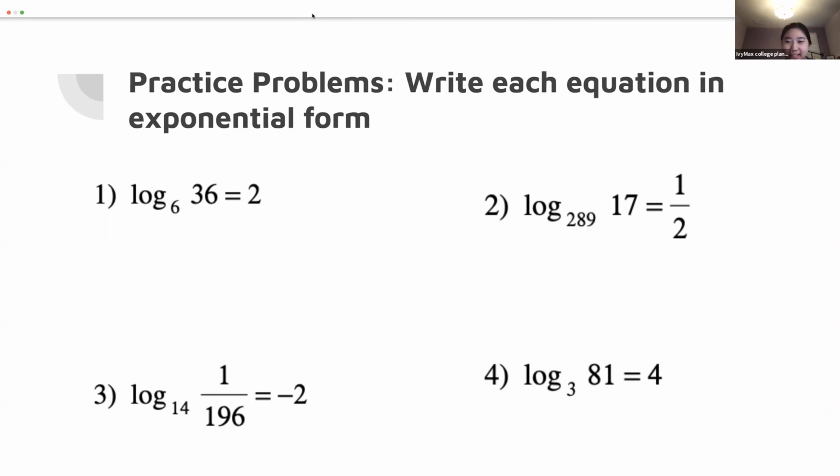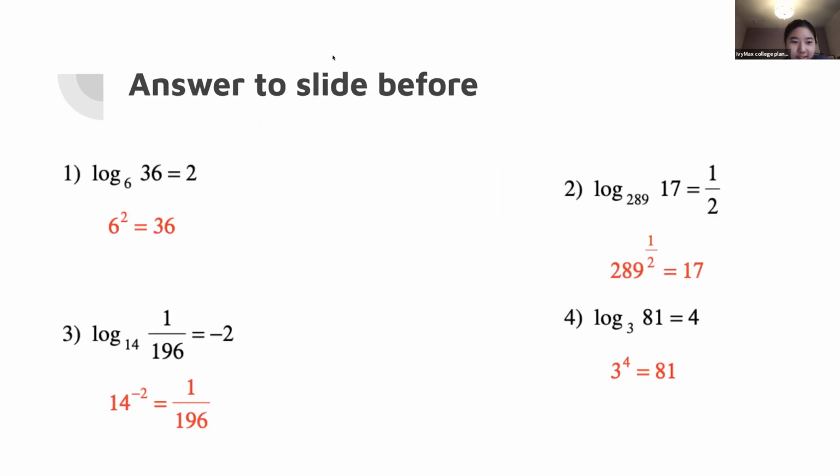Okay, so let's check the answers together. You can check your answer with whatever it shows on the board. Something to note on number 2 is that you see 289 to the 1/2 power. Anytime you see a fraction up there, it also means a square root. So you can also rewrite this as the square root of 289.